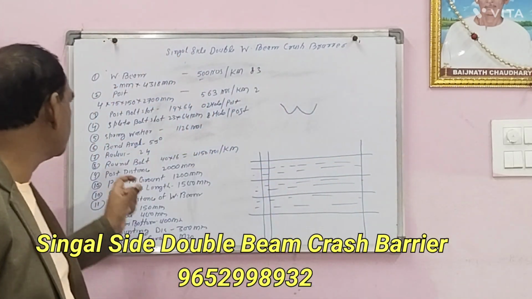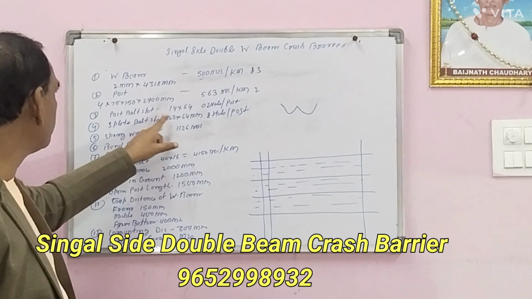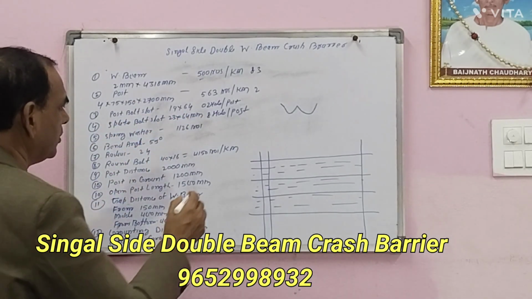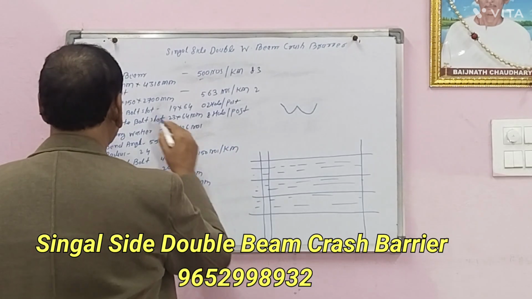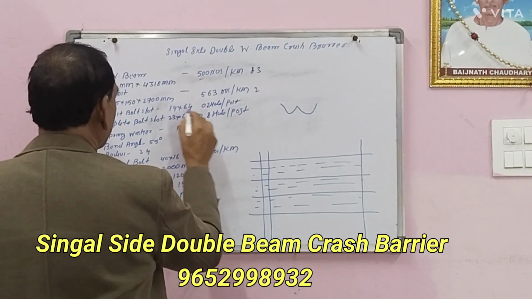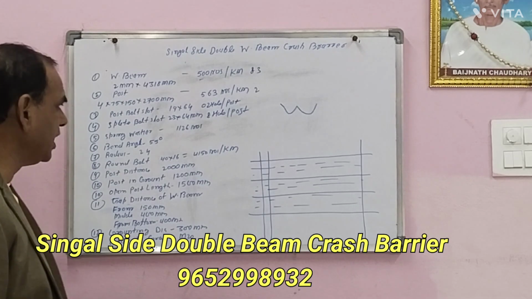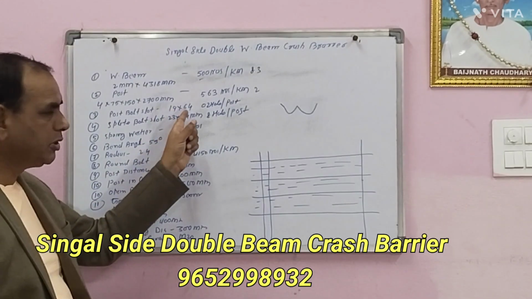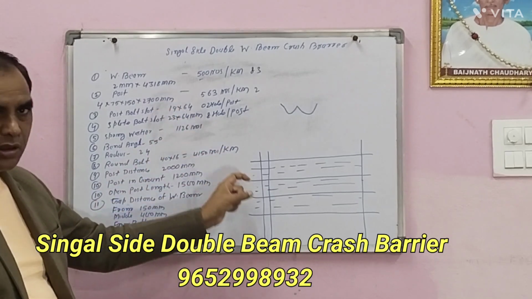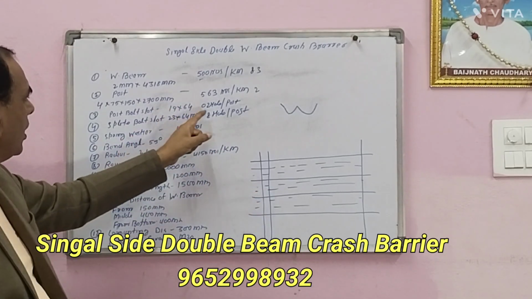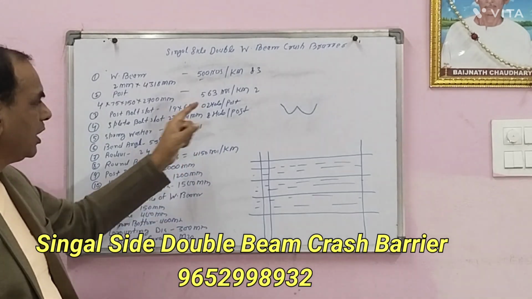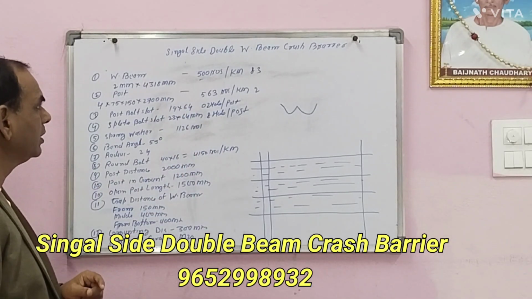And the next thing is the post bolt slot. What is a post bolt slot? This is the slot of the post holes. 19 by 64 mm is the bolt slot for the W beam. And each post will have 2 holes.